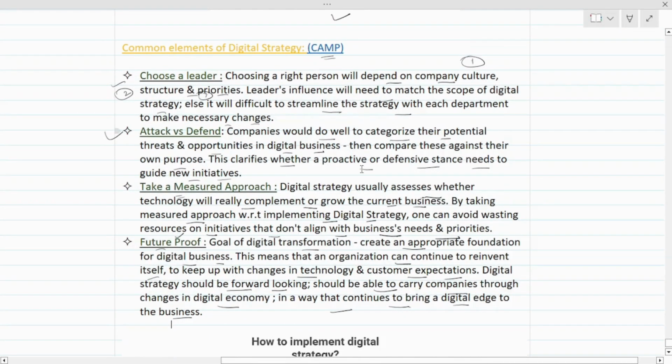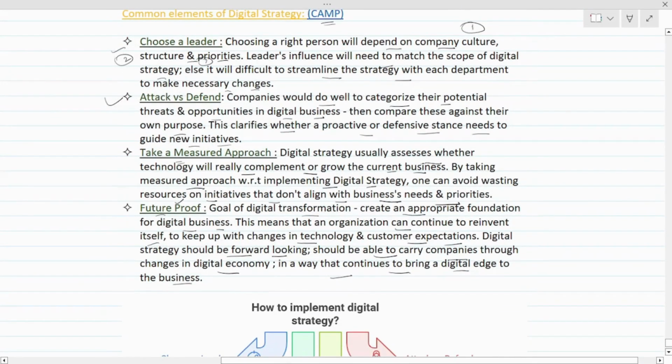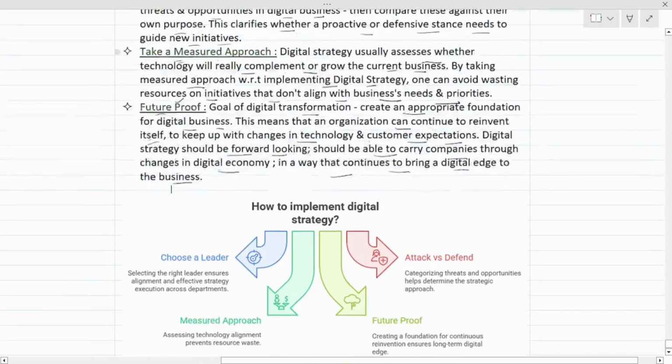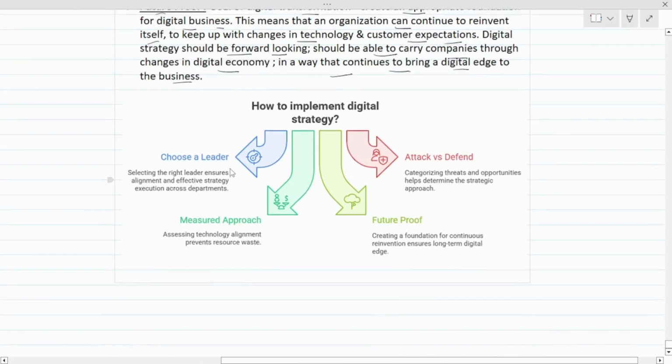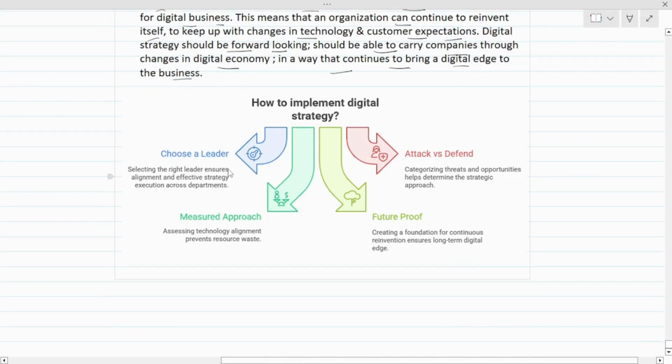So the 4 things that you need to remember when we talk about common elements of digital strategy are: one, choose a leader; second, attack versus defend; then take a measured approach; and future proof. And you remember it as CAM, right? Let's have a look at the diagram. We will be able to recollect what the various elements are.